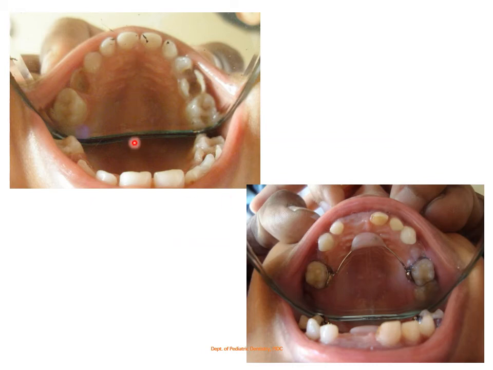Here, as you can see in this patient, this is pre-treatment and this is post-treatment. In this picture, both the D's and even the canine are decayed. Both need extensive treatment. The teeth cannot be saved, so both of them are extracted.